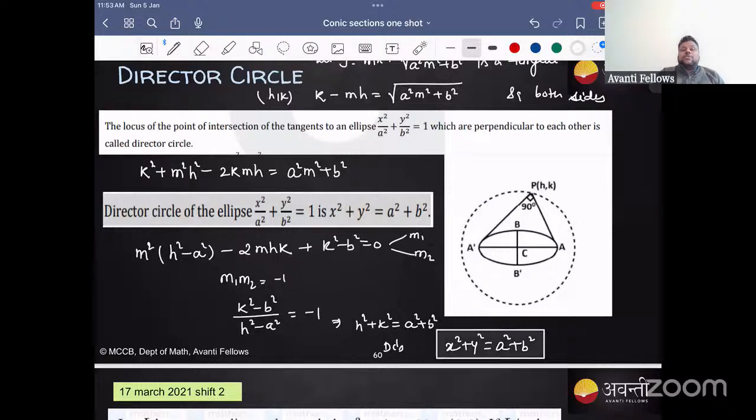So make sure you remember this equation. For the ellipse x square by a square plus y square by b square equals to 1, its director circle is x square plus y square equals to a square plus b square.